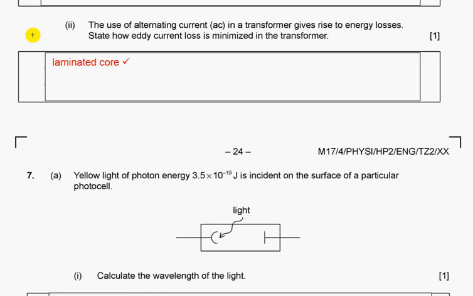State how eddy current loss is minimized in a transformer. The core is laminated, sliced into very thin slices.